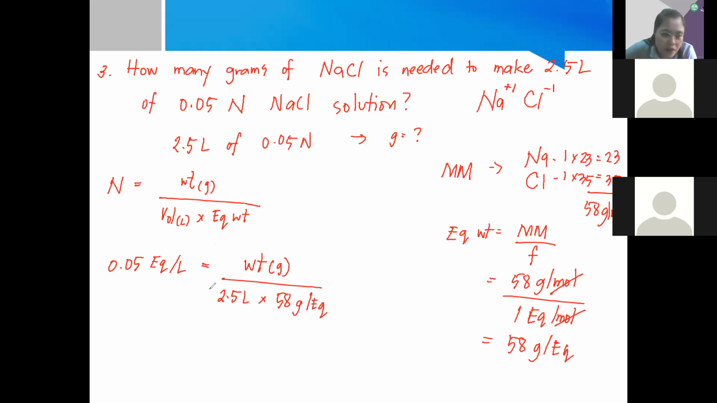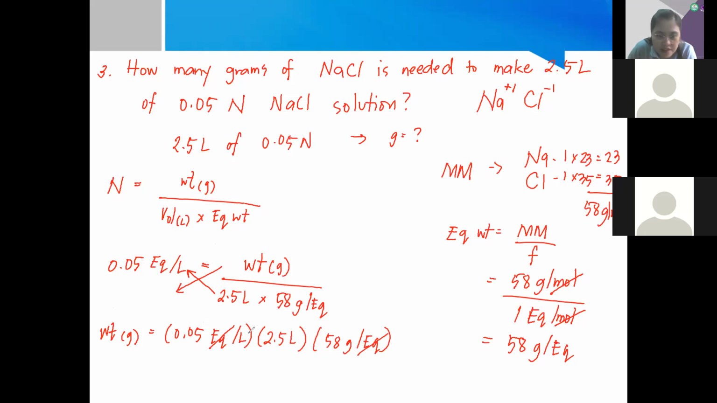Actually, ano ginagawa ko here? Nagko-cross multiply pa rin naman. Binababa ko yan si weight of grams. Tapos, imumultiply mo ang lahat. 0.05 equivalent per liter times 2.5 liters times 58 grams per equivalent. Cancel the equivalent, cancel the liters. Ang maiiwan na unit ay grams. Okay?